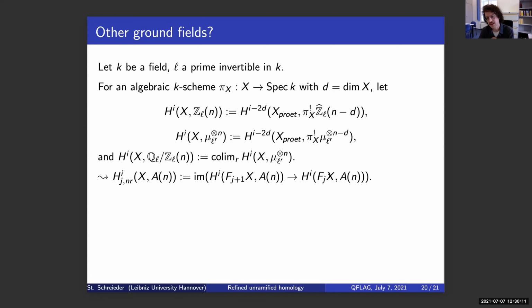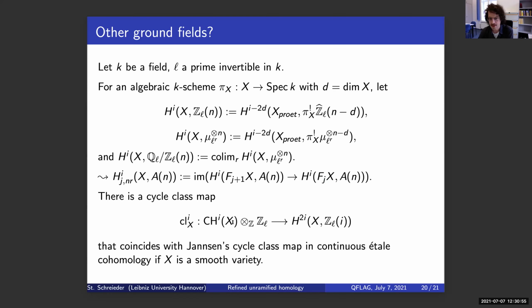In particular, I can define the cohomology of fj of x as before. Well, now A is not an arbitrary abelian group, but A should be either ZL or Z mod L to the R, and then I take this sheaf here. So for suitable coefficients, where these cohomology theories are defined up here, we can define the cohomology of fj of x again just as the direct limit, where we run over all open subsets that contain fj of x. And then the J's refined and ramified cohomology is defined as the image as before. All classes on fj of x that live to fj plus 1 of x.